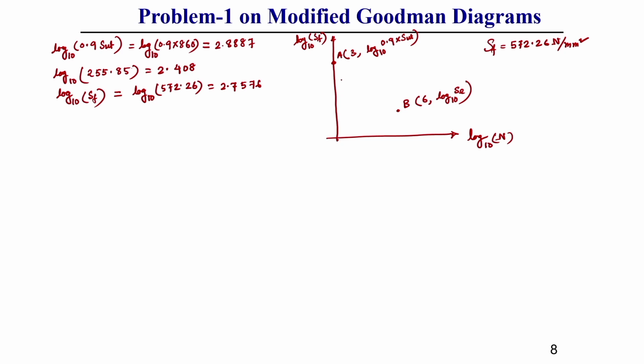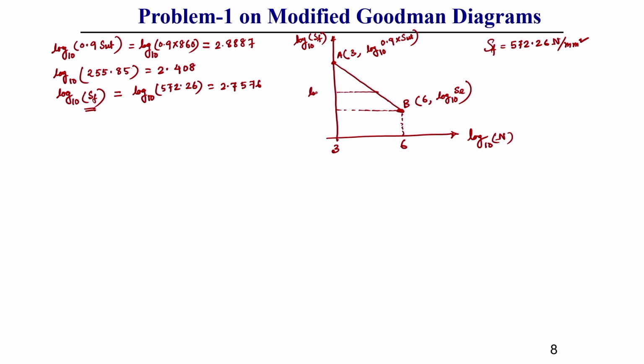So, based on these things we need to draw a straight line AB, this AB straight line we draw. Always you should keep it in mind, this is 3, this is 6. Okay. Now, we need to find out corresponding to this SF. So, SF is given.